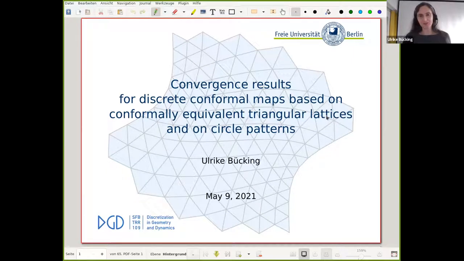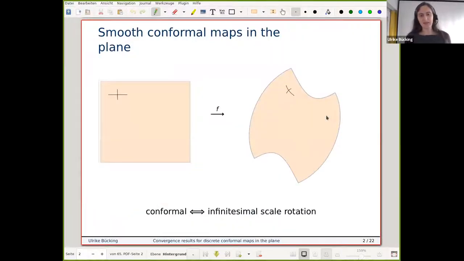And I want to start with conformal maps, because when I started my study in mathematics, I first got fascinated by complex analysis, and of course by these conformal maps, which are well-studied, prominent objects therein. What I like about objects in complex analysis is that they come with various characterizations and flavors. And for this talk, what I need is the characterization as infinitesimal scale rotations.